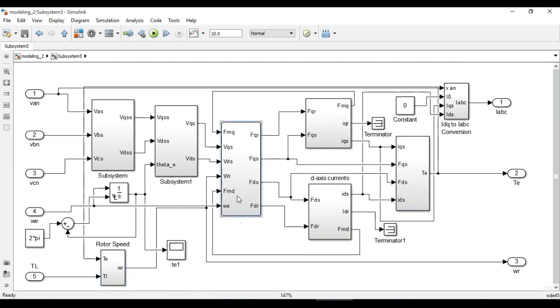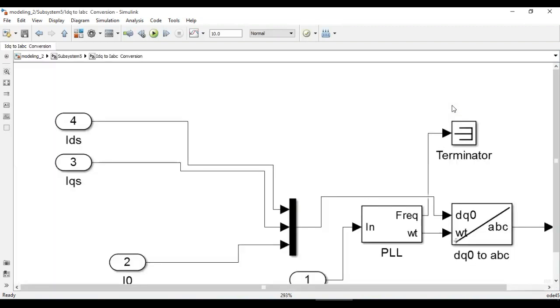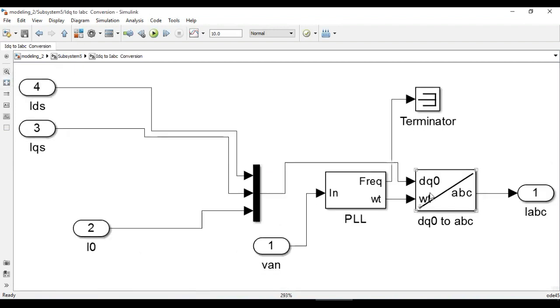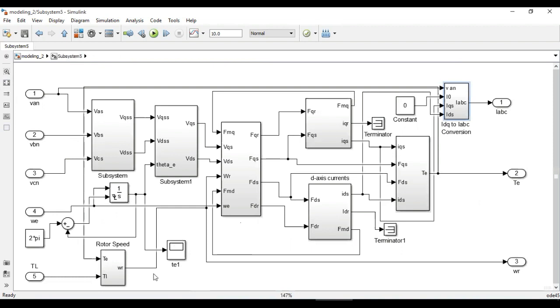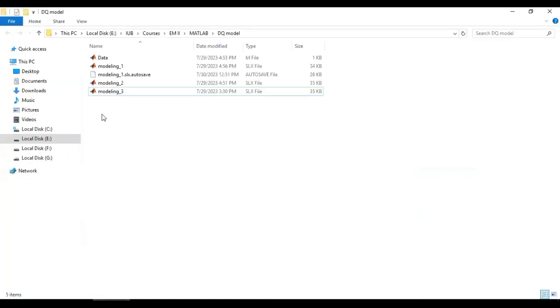So this is the whole model, and here again I have used the straightforward way of transforming the currents from the model domain to the phase domain by using this direct block. So this block is also given in the Simulink library. You can use either this block or the model which I have shown you in the presentation, and now I will show you that model.